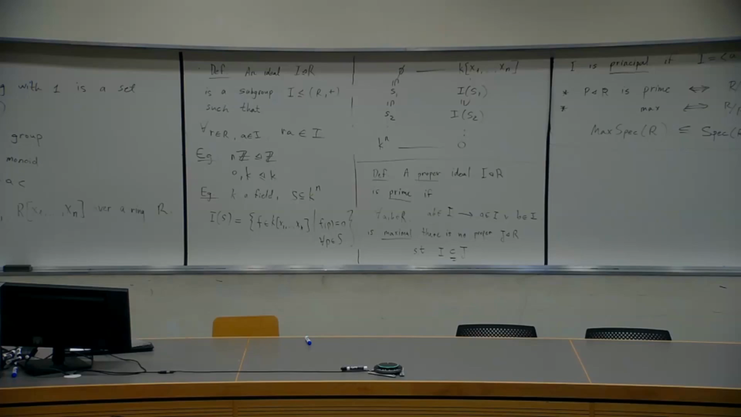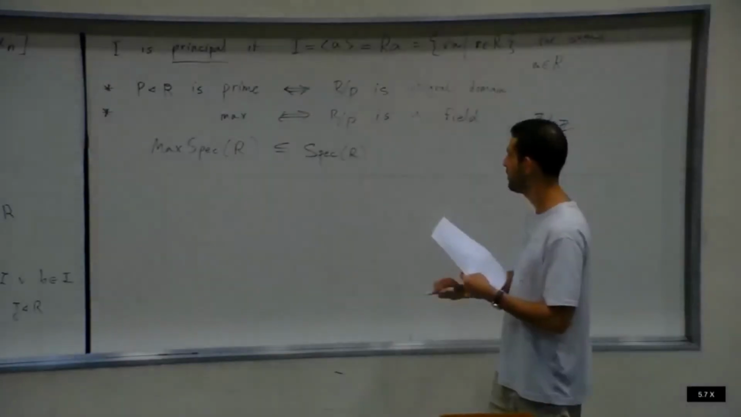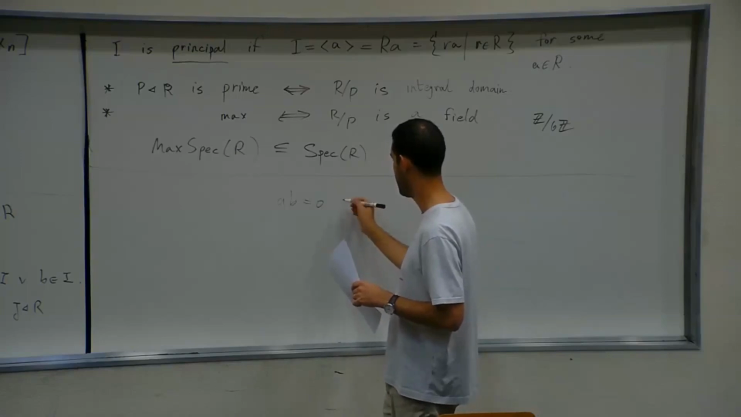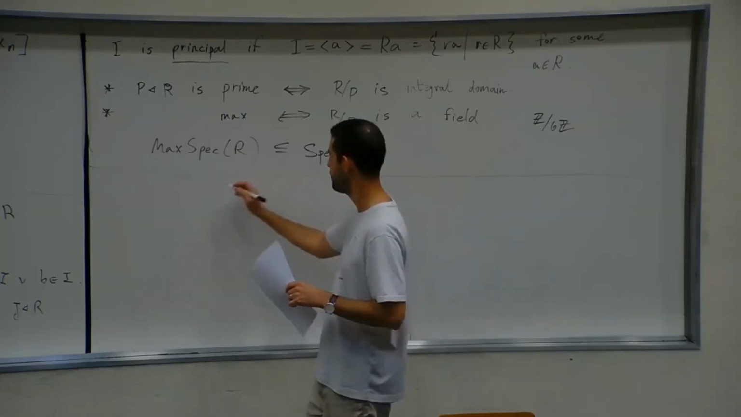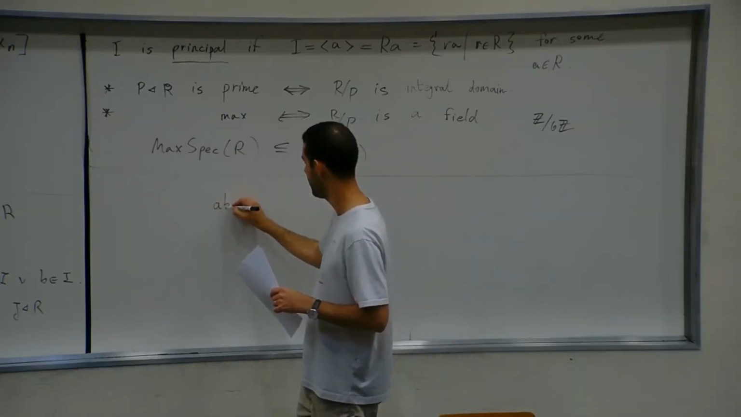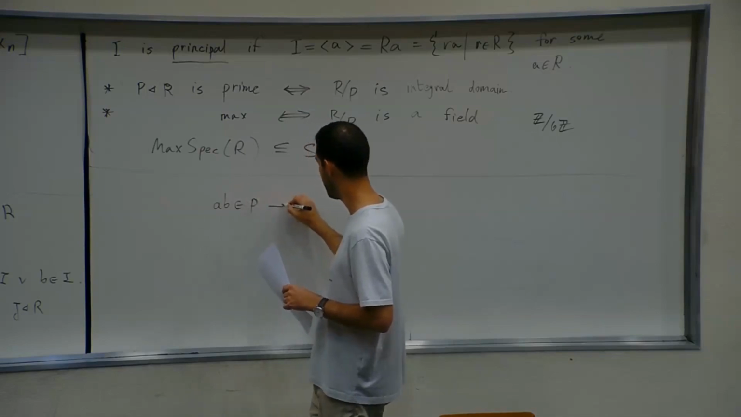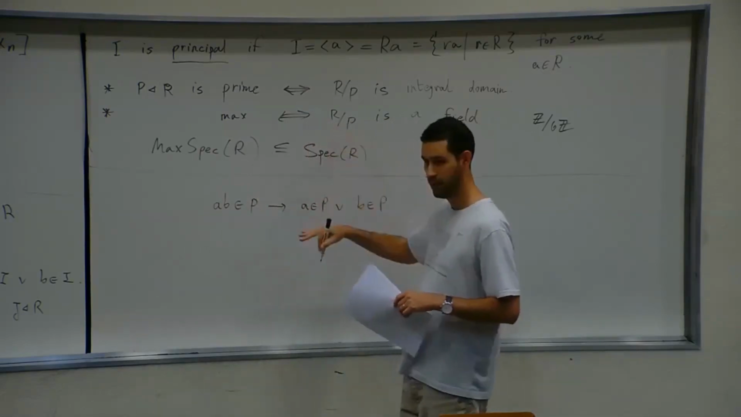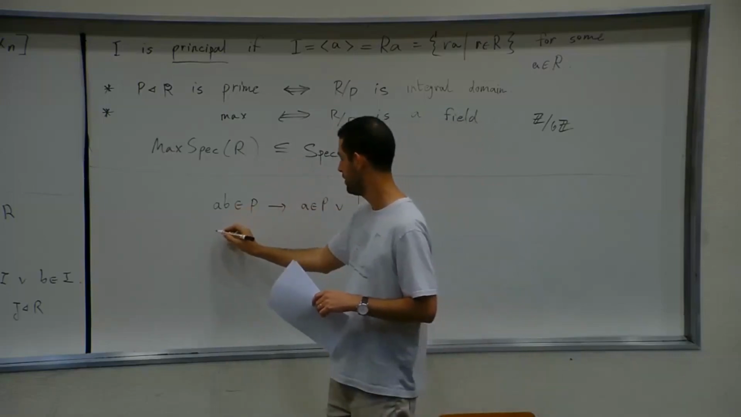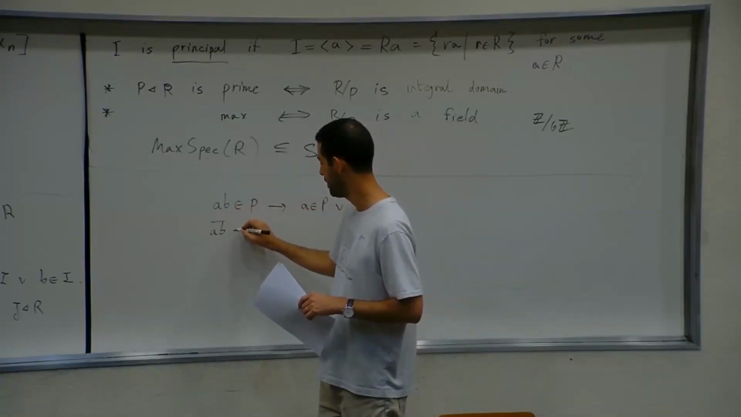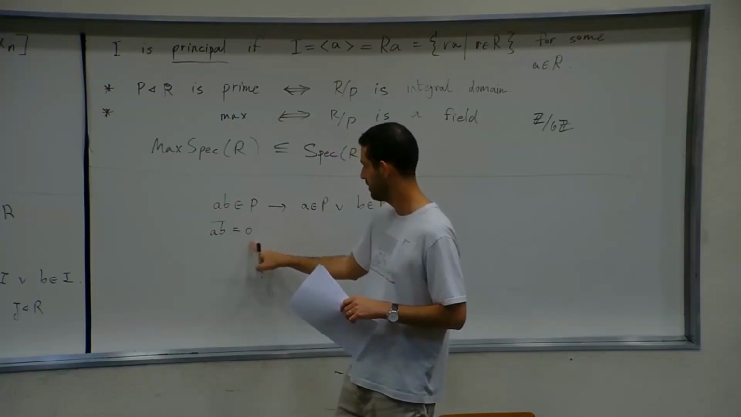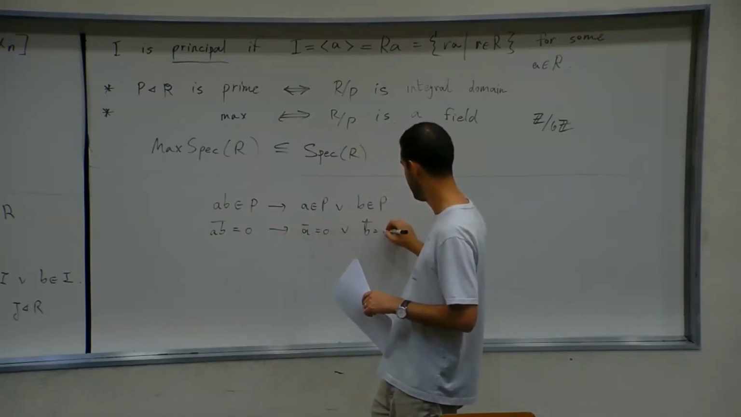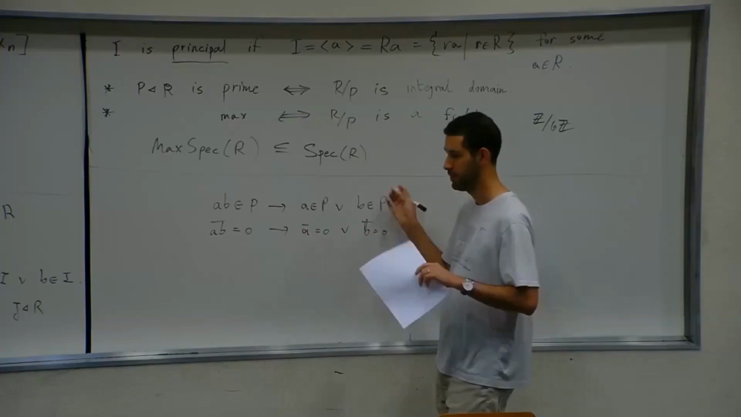It pretty much follows from the fact that if it is prime, then we know that AB in P implies that A is in P or B is in P. But when we go modulo P, this translates to AB is zero in R modulo P. This implies that A or B is zero. So yeah.